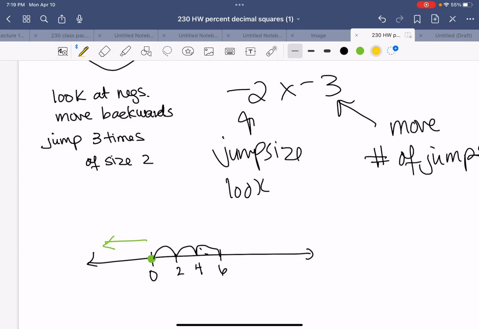Thanks, love. And so we end right here at positive 6. So 3 times jumps of size 2. We end at positive 6. So my answer here is positive 6. And again, you're going to write that up in a solution.